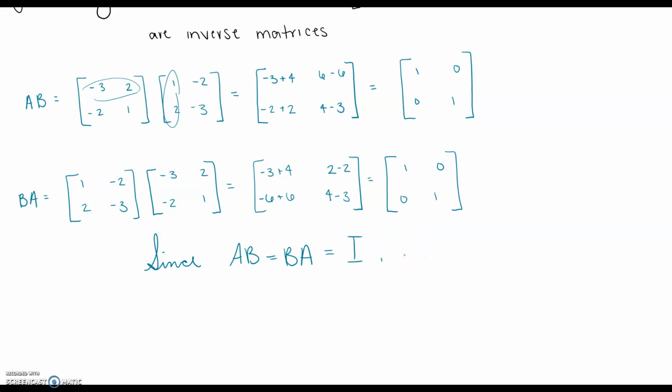Okay, so since AB, matrix A times matrix B, is the same as matrix B times A, and it equals the identity matrix, we can conclude these are inverses.